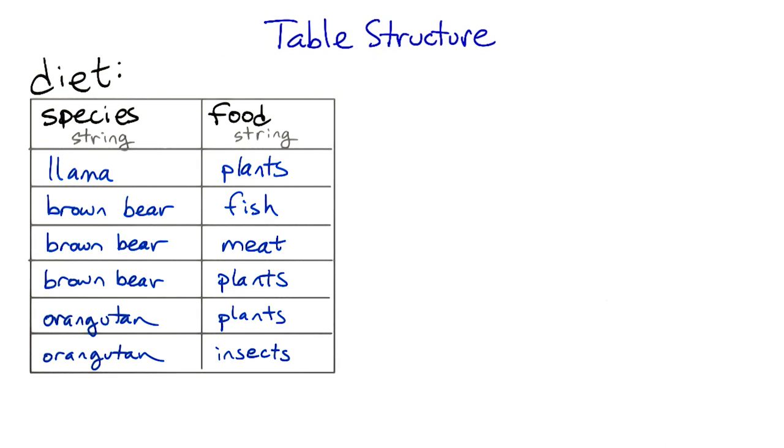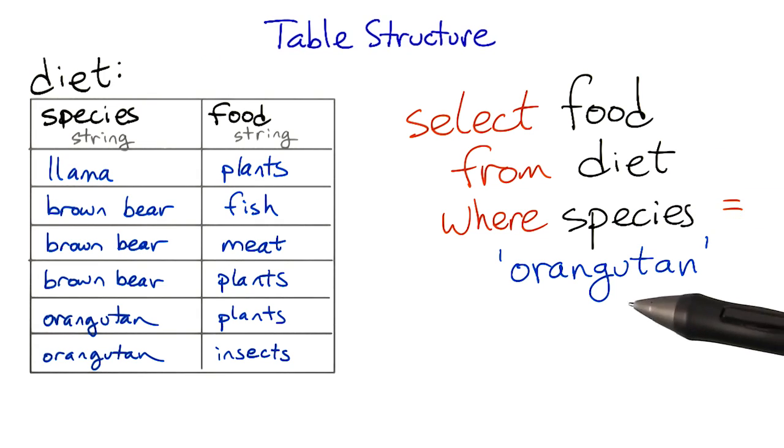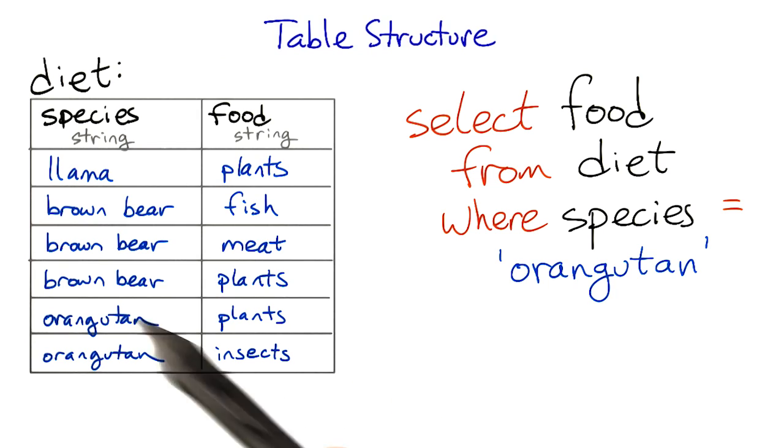Now let's take a look at a real database query against this table. Select food from diet, where species equals orangutan. This looks almost like ordinary English, but this is actually an SQL database query. It's asking the database to return particular data from the diet table. In a moment, we'll run this query using an actual database. But before we do, can you figure out which rows and which columns from this table it will return?